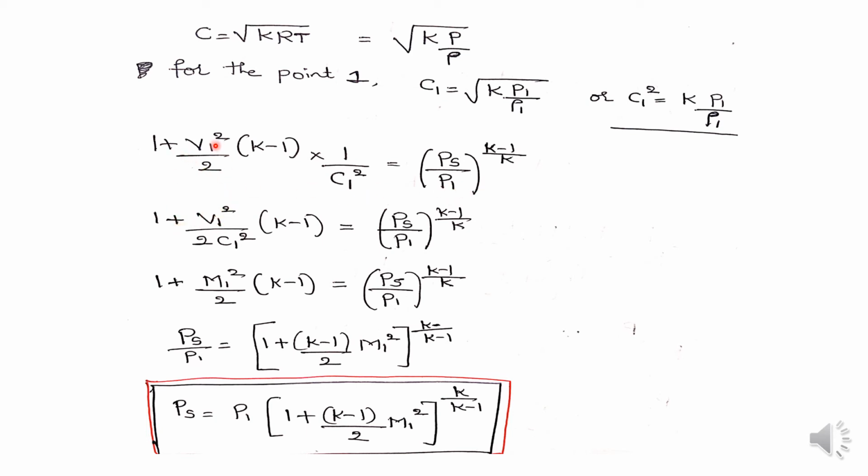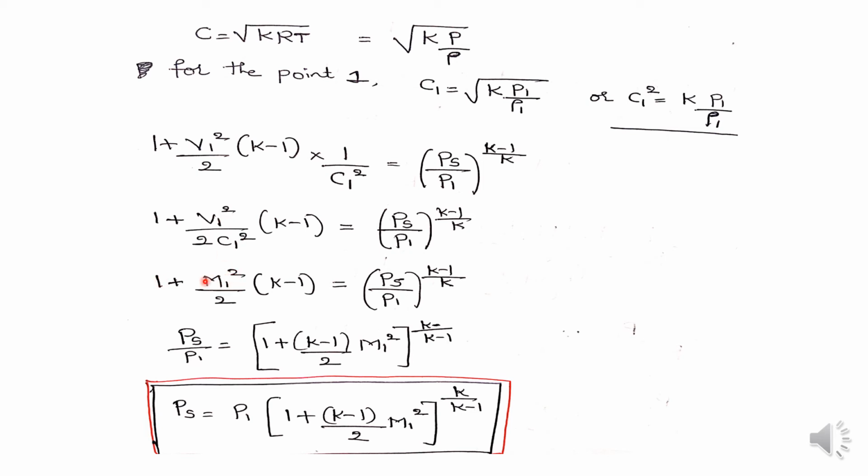Equals ps divided by p1 to the power k minus 1 divided by k, where v divided by c is nothing but the Mach number. But here it is v1 square divided by c1 square. So let me write here 1 plus M1 square, because M is nothing but the Mach number, M1 square divided by 2 as it is in the bracket, into k minus 1, equals ps divided by p1 to the power k minus 1 divided by k.